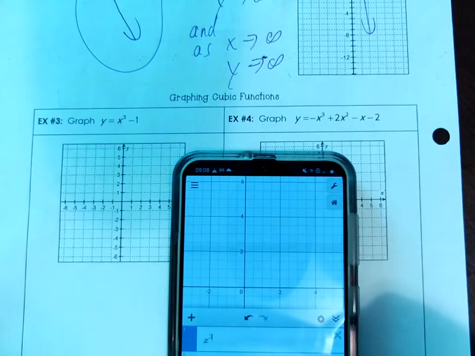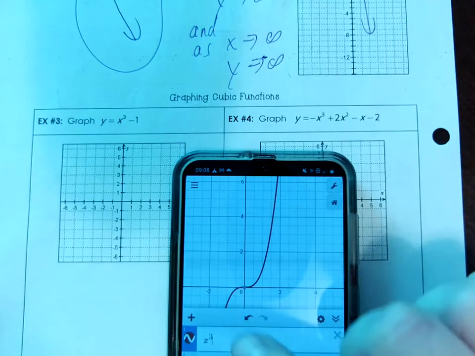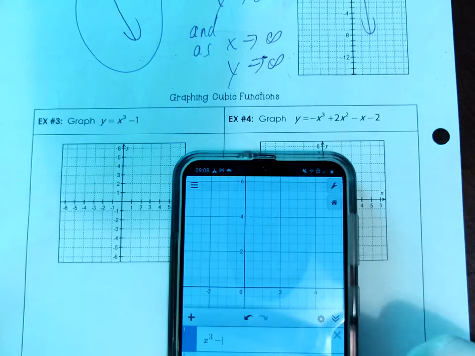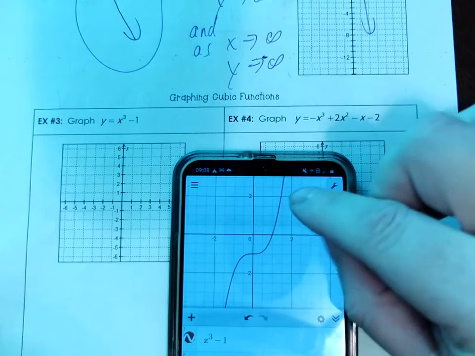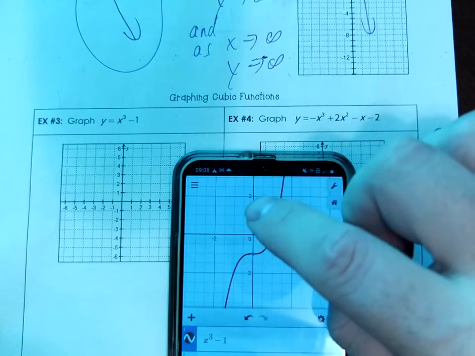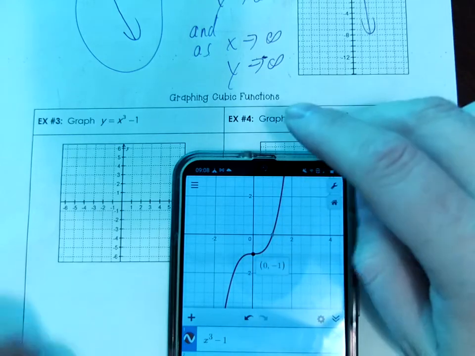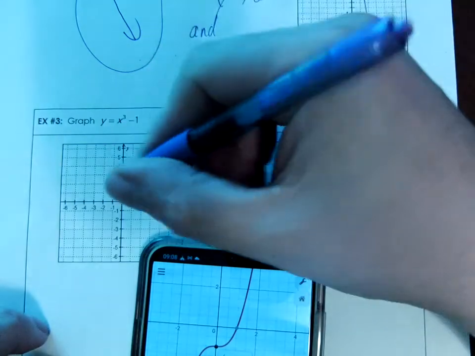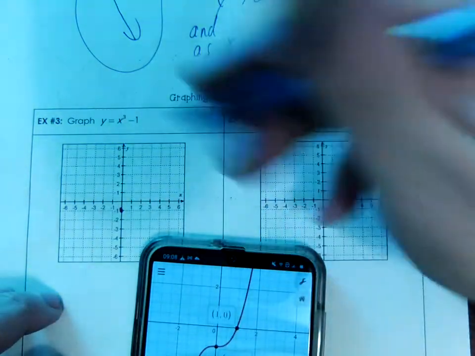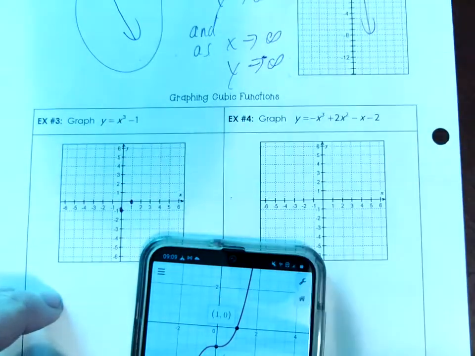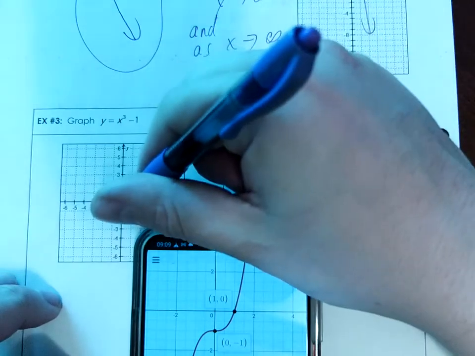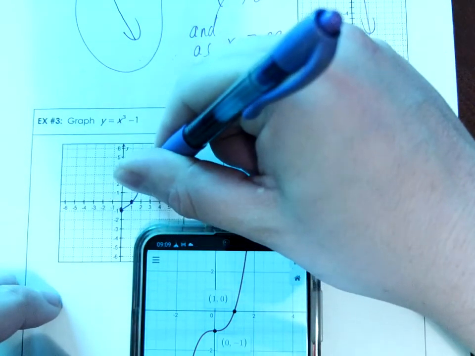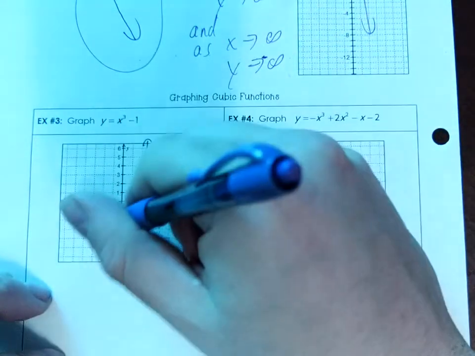So x cubed minus 1. I'm going to have to make sure I get my graph centered well. So there's the general shape of it. Here is my turning point, 0, negative 1. Here is my x-intercept, 1, 0. And that looks pretty much like all the important points I'm going to need. So I'm pointing up on the right, and down on the left.